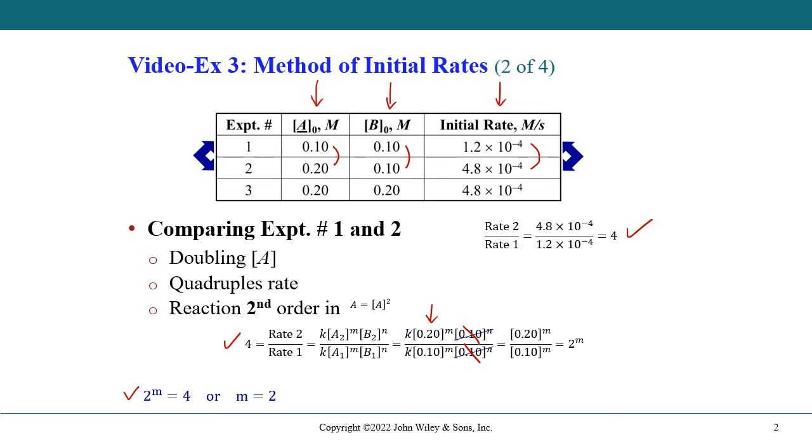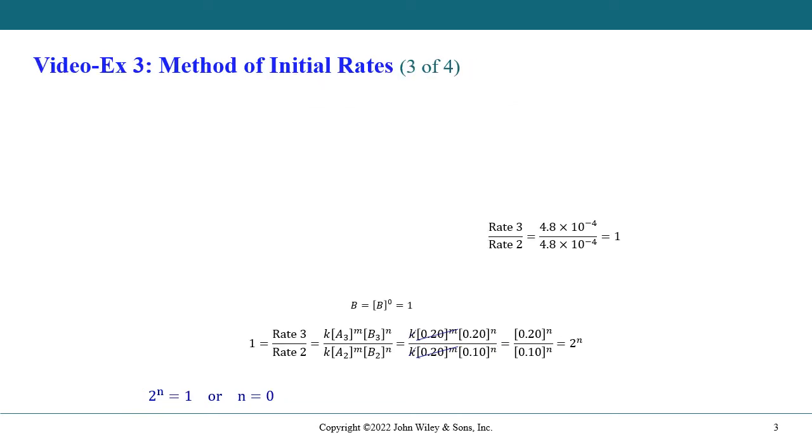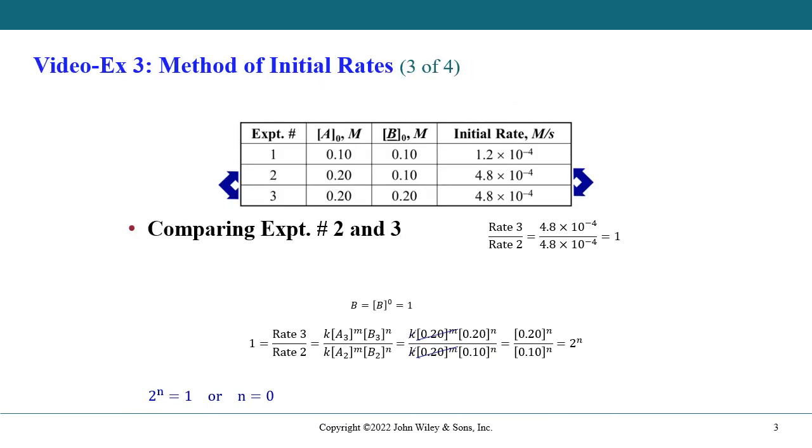Now I need to have a look at my table again and say, okay, how can I determine the value of N? All right, so let's do that. Okay, so if we compared experiment 2 and 3 now, because you can see in this case, looking at experiment 2 and 3, I've held the concentration of A constant, but I have doubled the concentration of B.